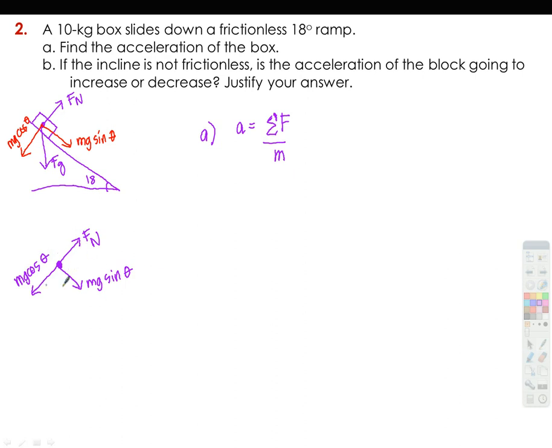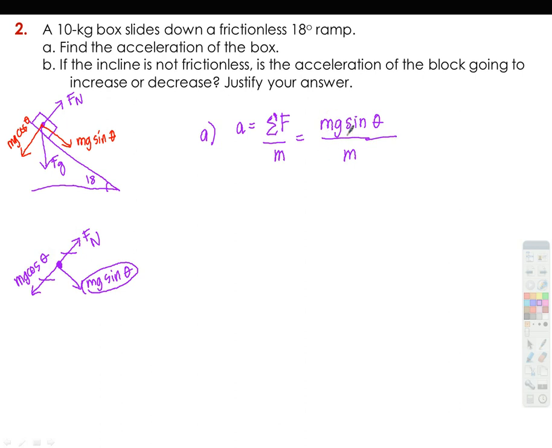If you look at our pseudo-free body diagram right here, since it's only accelerating in this direction, it's not accelerating up or down. So we know that Fn is equivalent to mg cosine theta, and the net force along this axis is 0. So what is the only force remaining? It's only this one, so this is our net force, and this is mg sine theta divided by m.